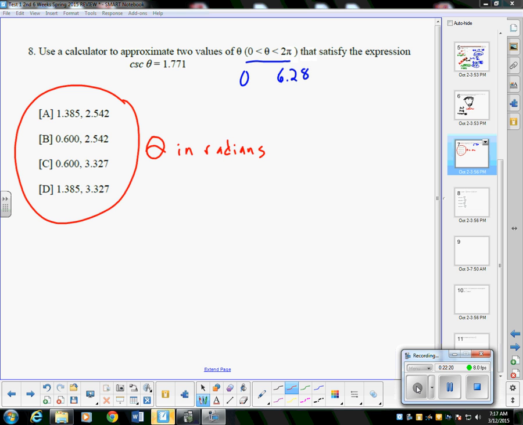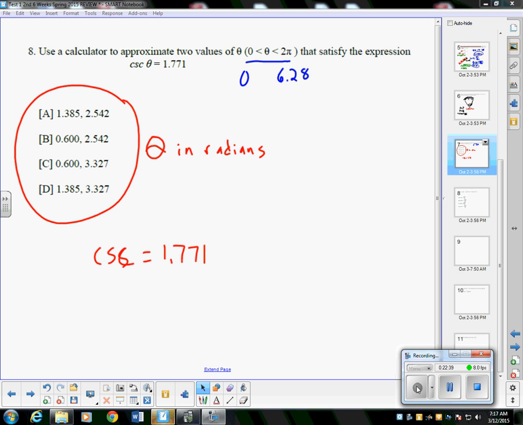But here's what this problem is looking for. These answers right here, and a problem like this would be multiple choice on the test, these answers are angles theta in radians. So here's what this question is really saying. It's saying which one of these pairs will give you a cosecant value of 1.771? That's what this is saying.